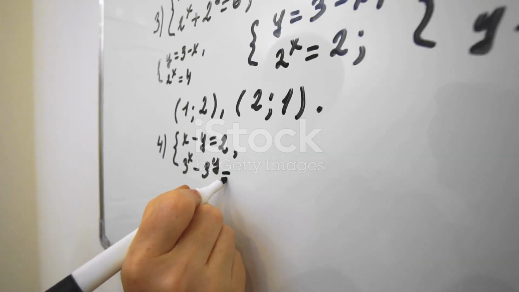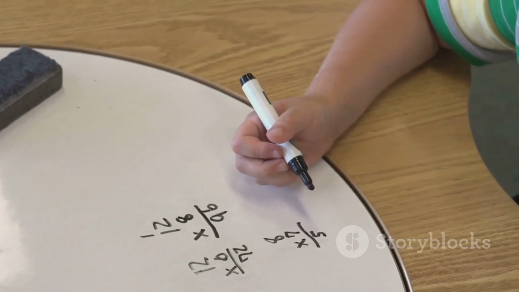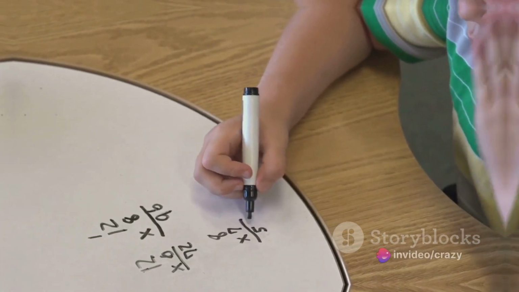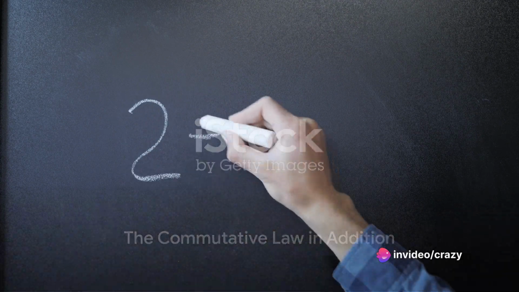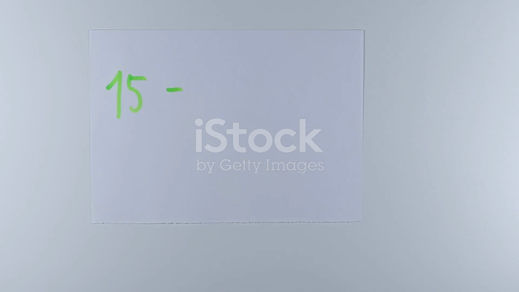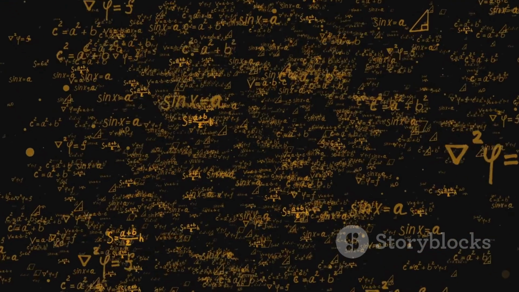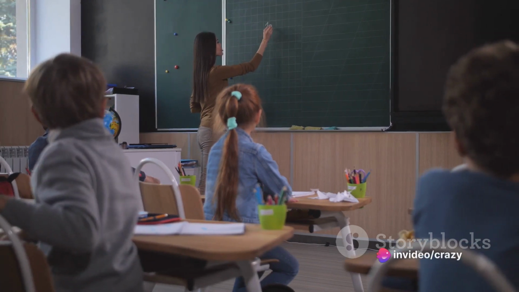In other words, if you're adding or multiplying, you can mix up the numbers all you want, and you'll still end up with the same result. To put it in plain terms, consider two numbers, 2 and 3. If you add 2 to 3, you get 5. Now, reverse the order and add 3 to 2. The result is still 5. That's the commutative law in action in addition.